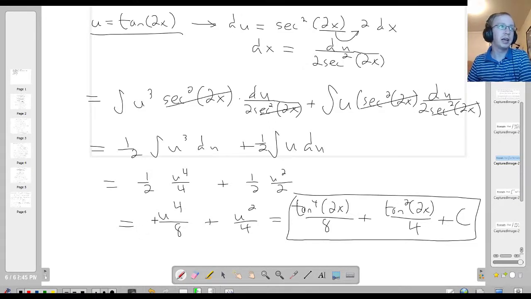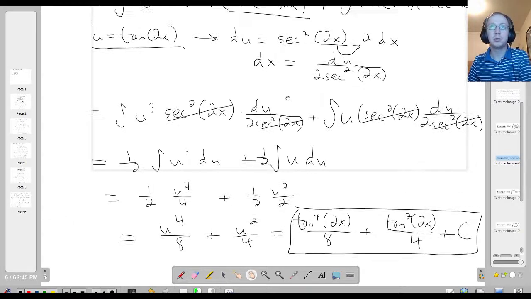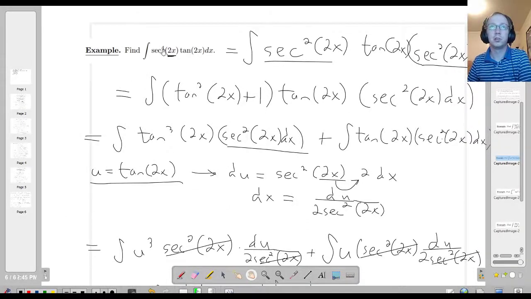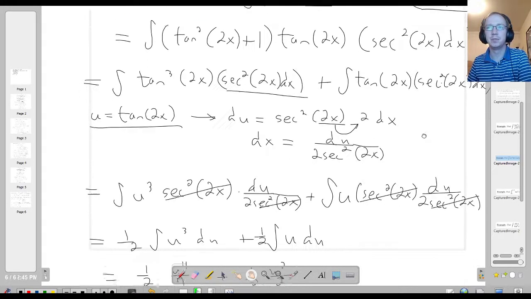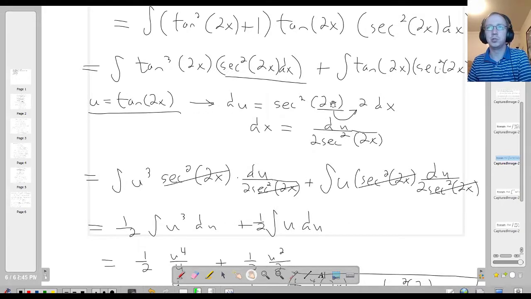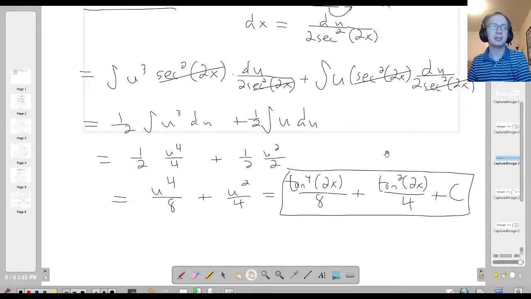So again, just recapping what happened in this problem, we started with a product of a secant and a tangent. We noticed we could pull off a secant squared, and then we just aimed to turn everything into tangents, which is what we did with our Pythagorean identity. We did a u substitution, and then this is the answer we got at the end.